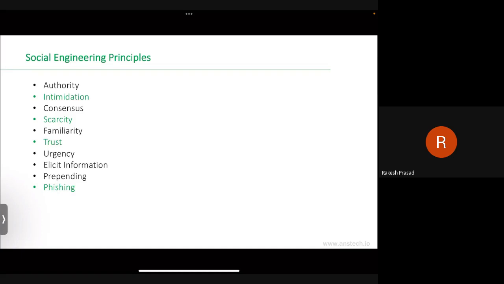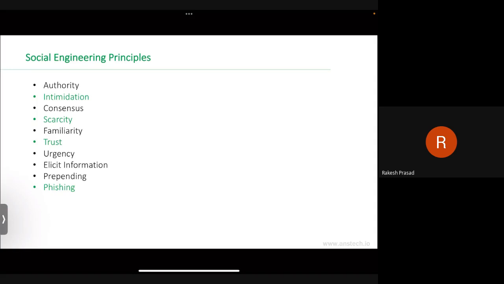Okay, you create scarcity. You say, it's very scarce. Only 10 minutes remaining for this offer, and you click, good, you're done. Okay, familiarity. Hey, I don't know your friend. Why don't you come over? Oh, you know this, you know that. So these are the principles by which a social engineering attack will take place.